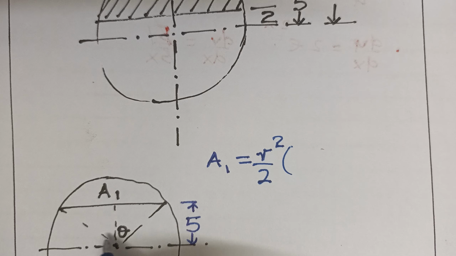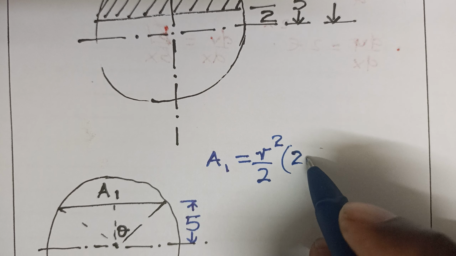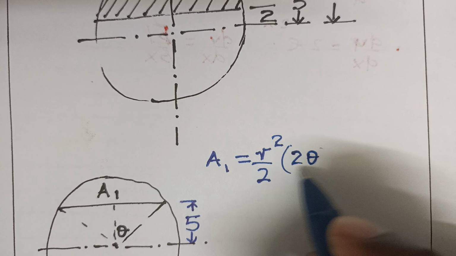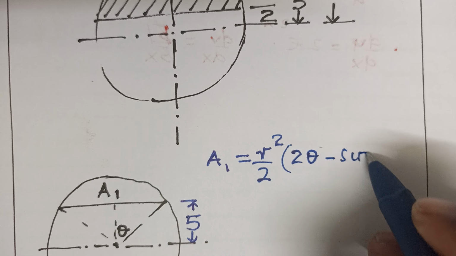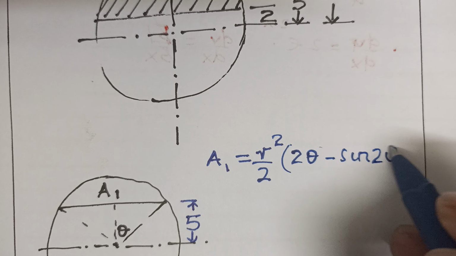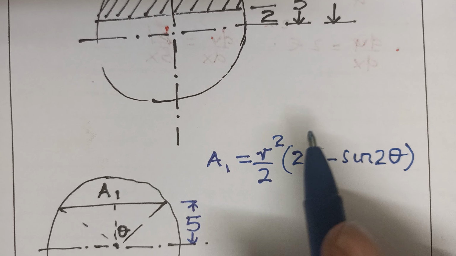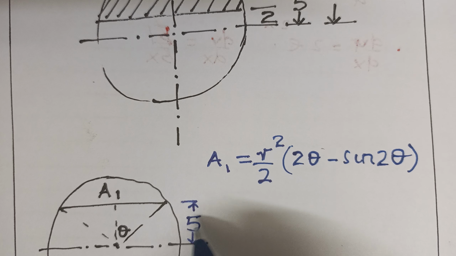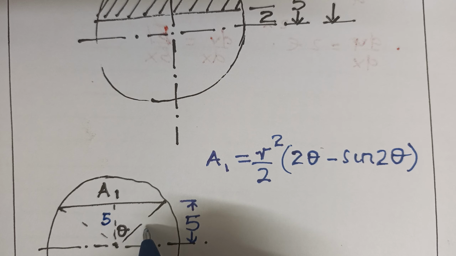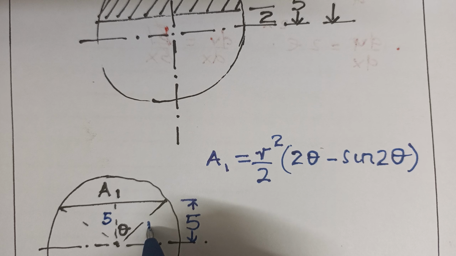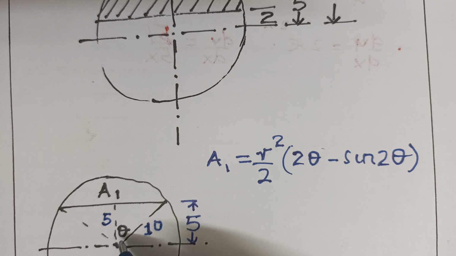Now the whole of this angle is going to be 2 theta, and remember this is in terms of radians. Now minus sine 2 theta. So we remember this will be given in radians. Therefore, we have 5 here, and here the radius is 10. And so we can get this theta.